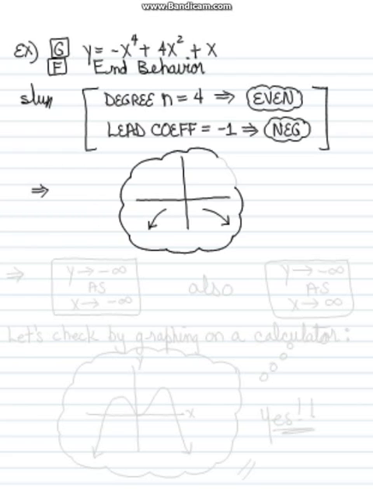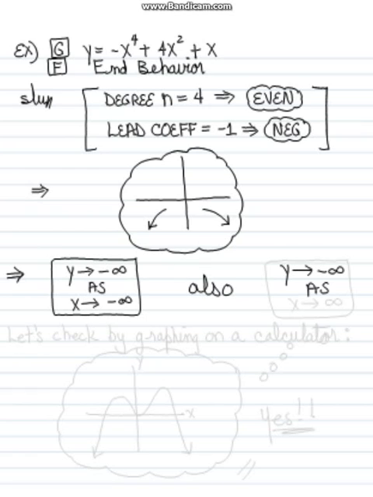You would say that y is approaching negative infinity as x approaches negative infinity. That describes the left side. To describe the right side, we say also y is approaching negative infinity as the x values are approaching positive infinity. See, as we move to the right, that describes the right side.